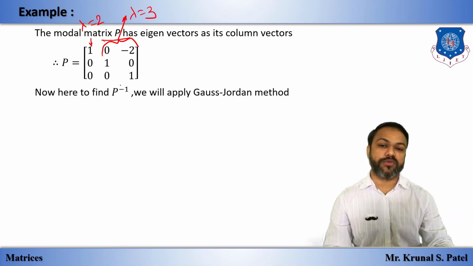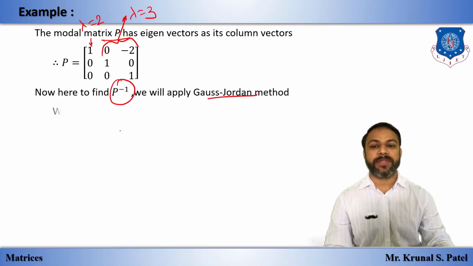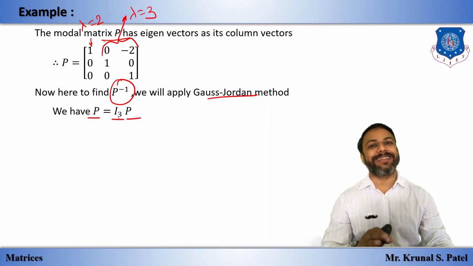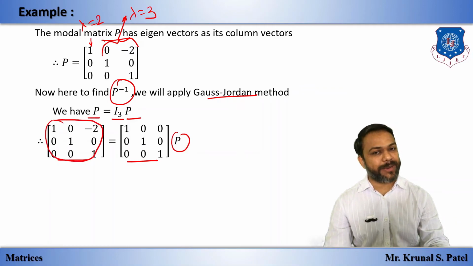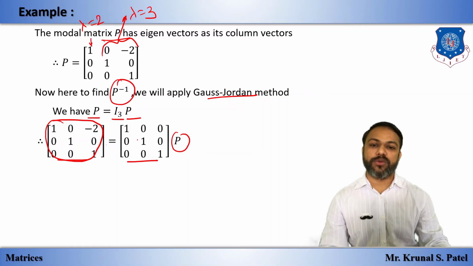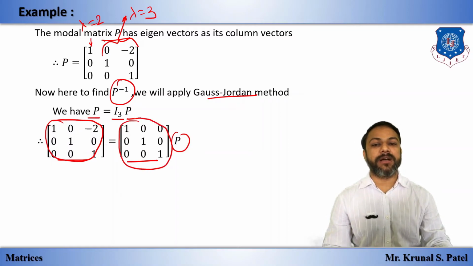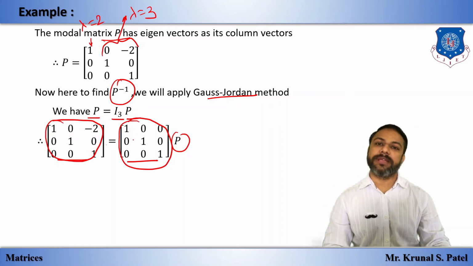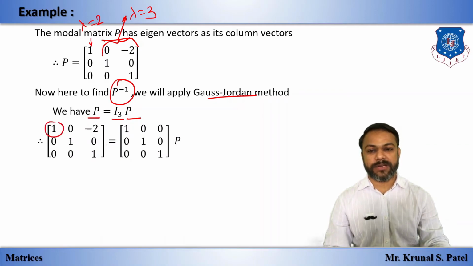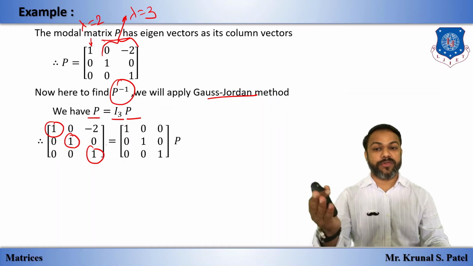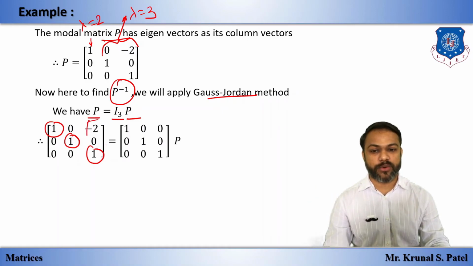What is the process to find P inverse? By Gauss Jordan. So we write [P | I3], like [A | I3]. The value of P is this, and I3 means the 3 by 3 identity matrix. Now we have to reduce this matrix to the identity matrix, and accordingly we will get the inverse of P. So we have to make the identity matrix 1 0 1 0 1.